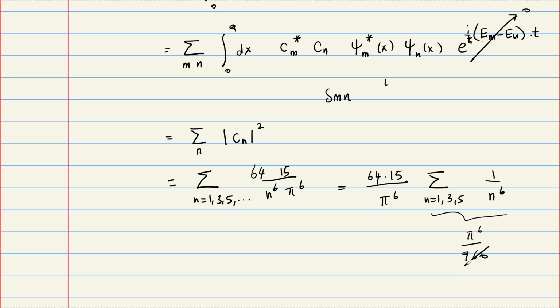And this 960 turns out to be this. Check it out. This pi to the 6 is this pi to the 6. And this is 1. So there is no a here. So because I know this is 1, I know I have taken care of everything.